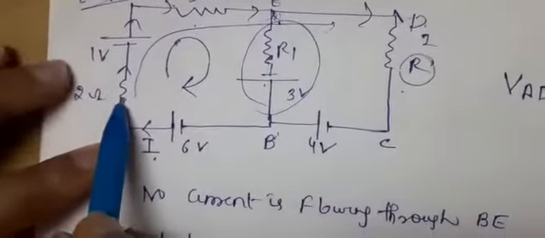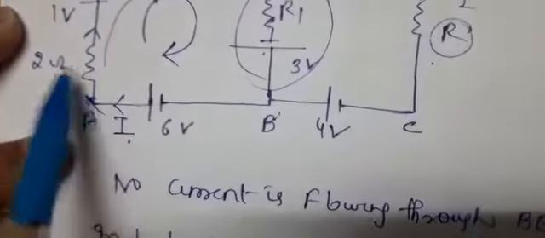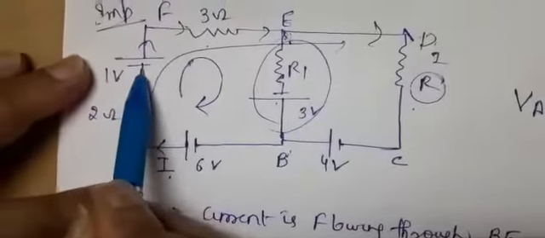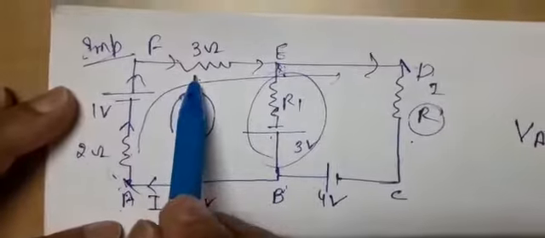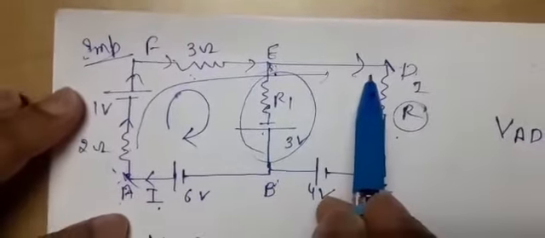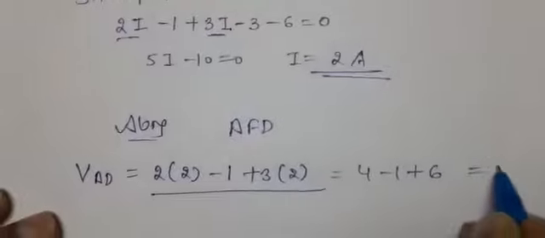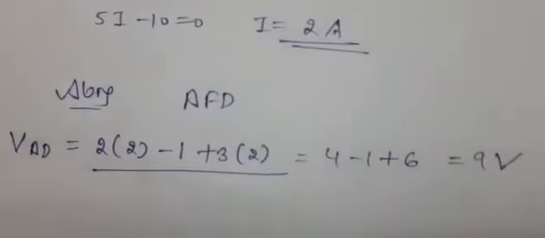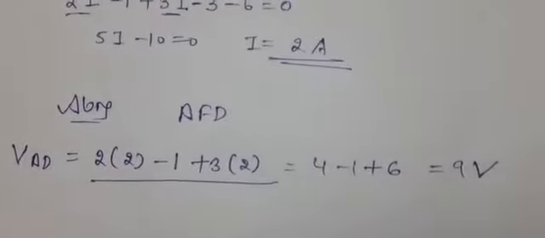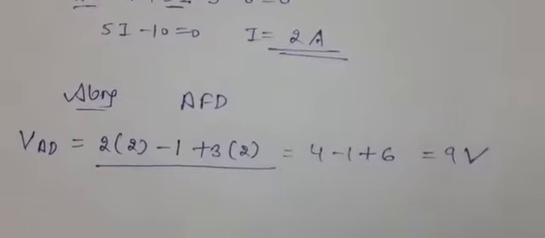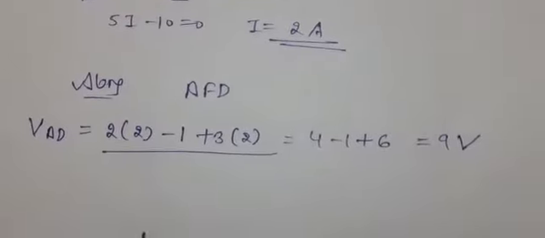So here the potential drop across 2 ohm is 2 into 2, then minus 1, then plus 3 into 2, and this is plus VD you are taking. So when you calculate this VAD, it comes out to be 4 minus 1 plus 6, which will be 9 volt. This way you have calculated the potential drop across A and D.